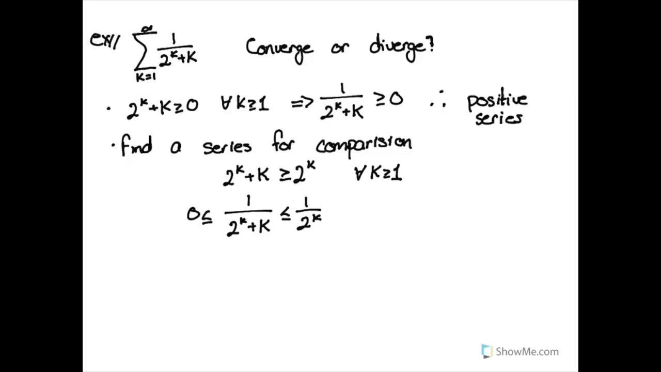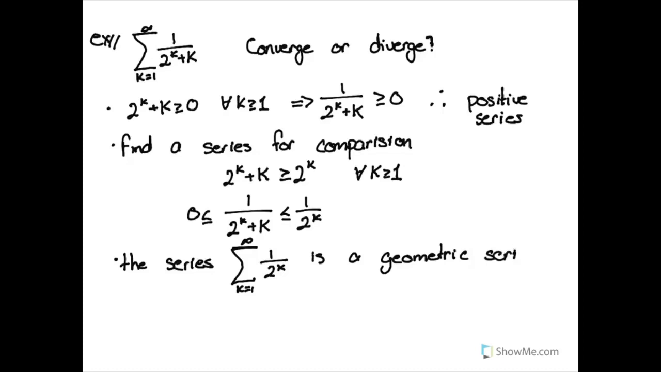Right? So now we have to consider the series 1 over 2 to the k, right? And this series is a geometric series. If you recall geometric series from the previous lecture, it is a geometric series with r equal to 1/2. And we know that geometric series converge if r is less than 1, right? And since r equal to 1/2 is less than 1, the series converges.